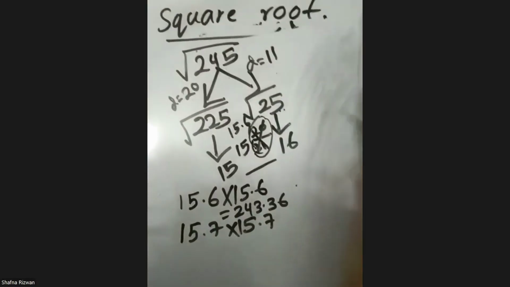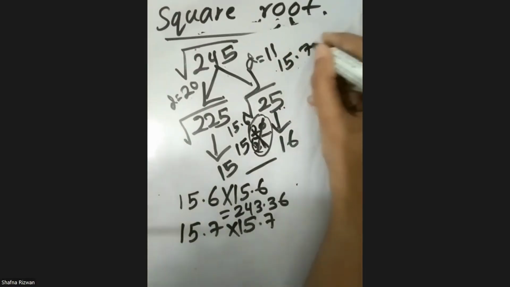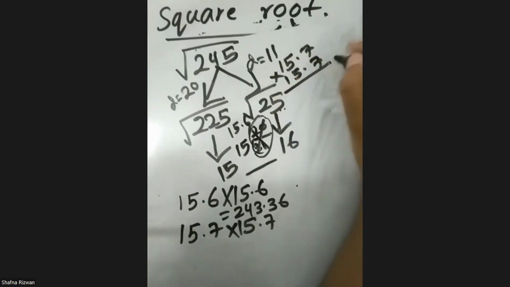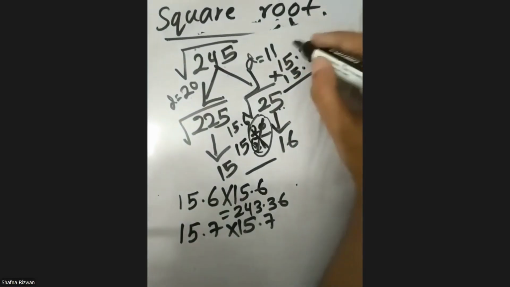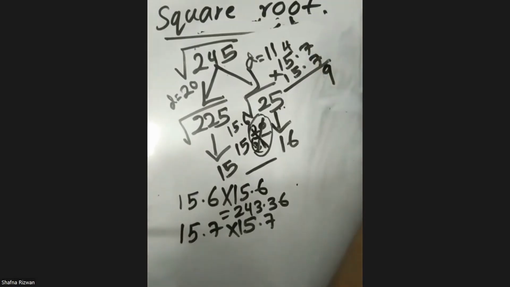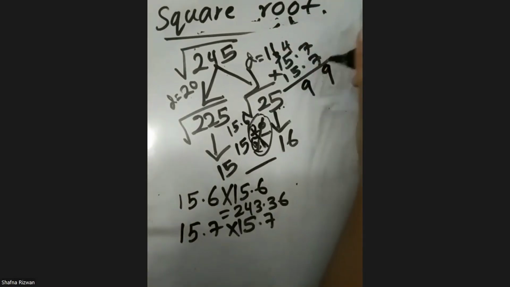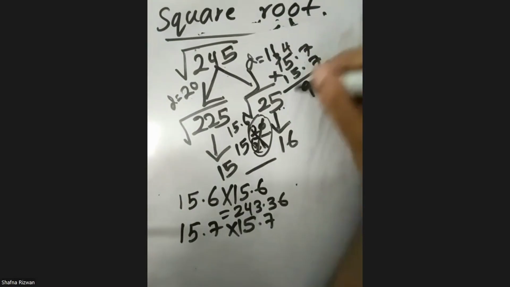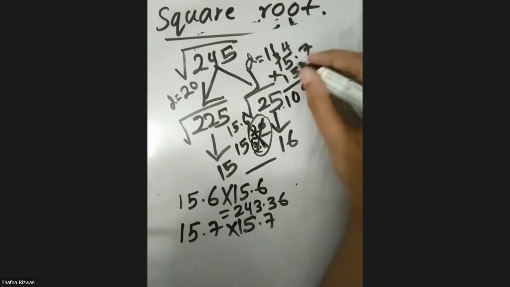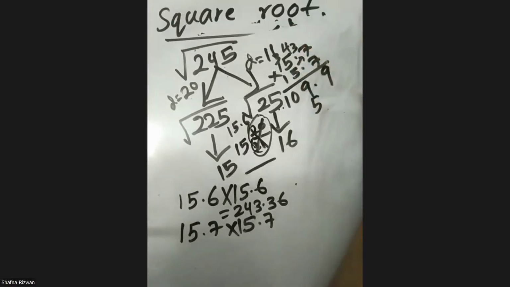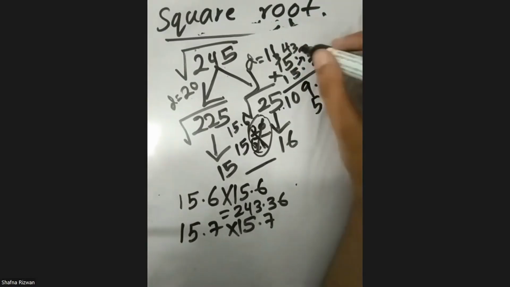Now see here we have 15.7 multiplied by 15.7. 7 into 7 is 49. And here 7 into 5 is 35. 35 plus 4 is 39. And 7 into 1 is 7. 7 plus 3 is 10. After that, 5 into 7 is 35. So 3 here. 5 fives are 25. Plus 3 is how much?